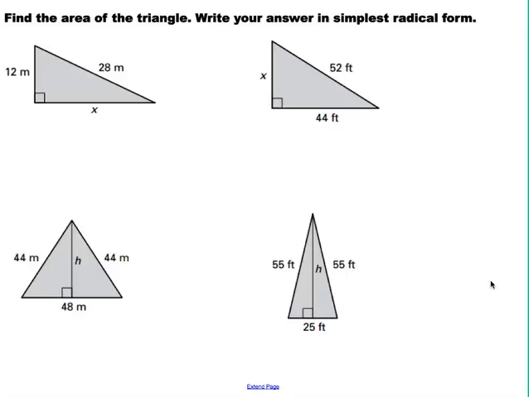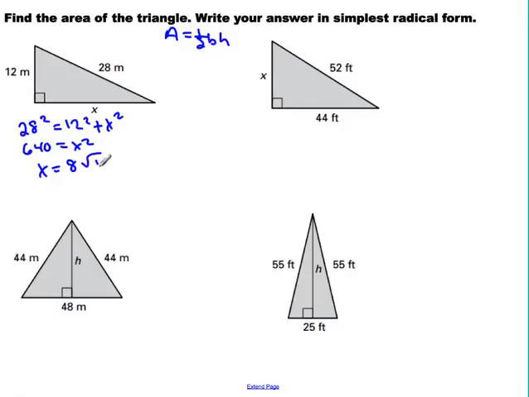Extending this just a little bit further, we can talk about area. An area of a triangle is not really a big deal. The first step we'll do is we'll find this length, and then we'll apply the formula for area, which is 1/2 base times height. So not a huge deal here. We'll just say that's 28 squared equals 12 squared plus x squared. When we do this, we will get 640 equals x squared, or x equals 8 times the square root of 10.